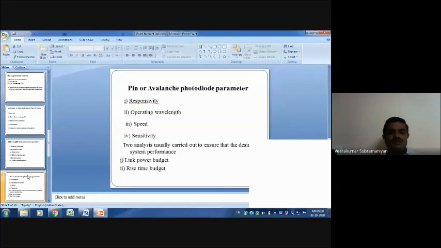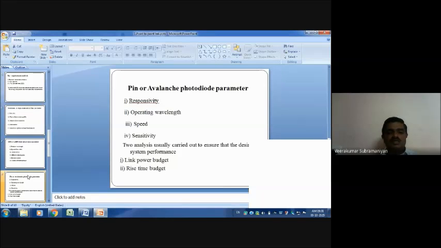Then operating wavelength. It operates at a specific wavelength, and according to that we have to select. Then speed of light signal conversion, the conversion ratio of light into electrical energy. Then fourth one is sensitivity. These are the major four parameters we have to consider before designing our fiber optical receiver unit.